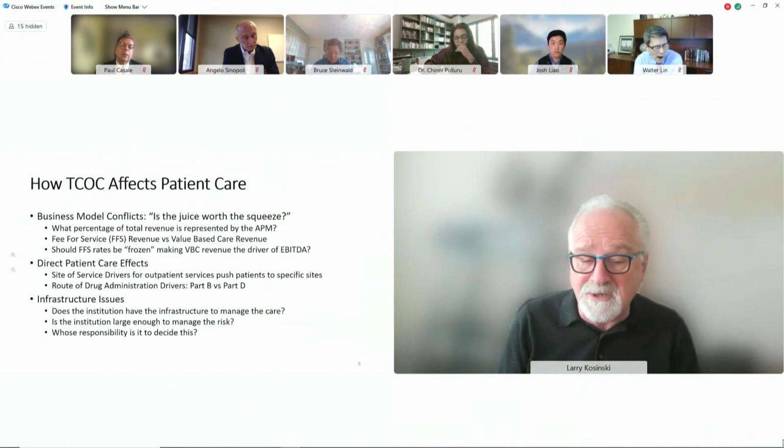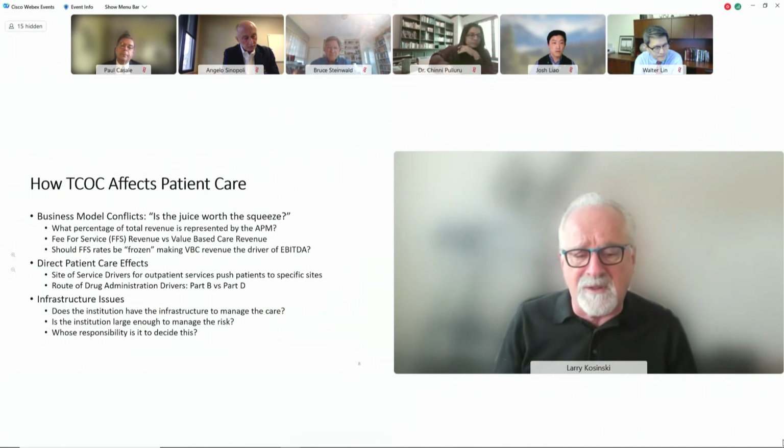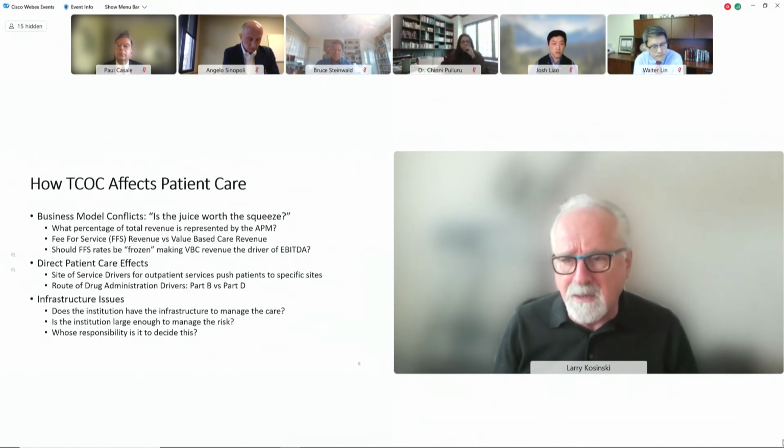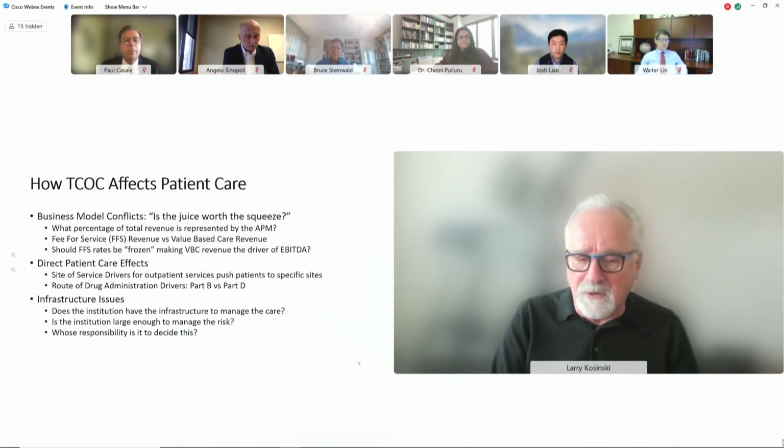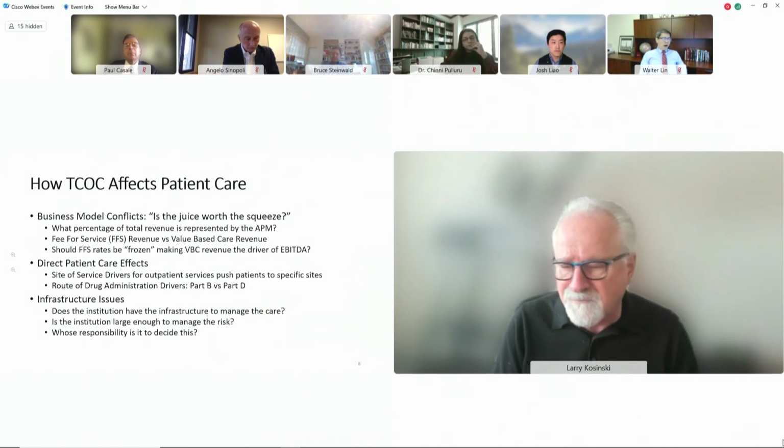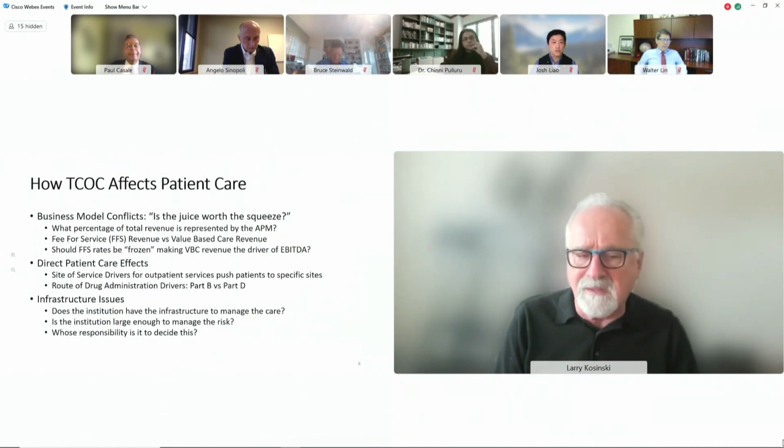There are potential direct patient care effects. Site of service drivers for outpatient services can push patients to specific sites. These may or may not be desirable for the patient. Route of drug administration, Part B versus Part D. If I'm not on the hook for Part D drugs, I can play that system and push patients off Part B drugs onto Part D drugs. If total cost of care is not the metric, then this can be played by the providers. There are infrastructure issues. Does the institution have the infrastructure to manage the care? Is the institution large enough to manage the risk? Whose responsibility is it to decide this? Next slide.